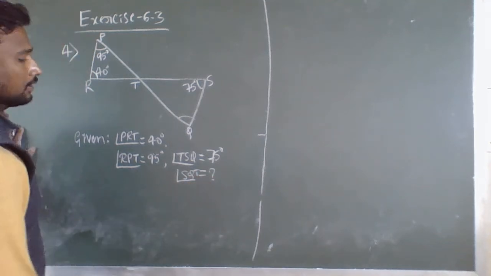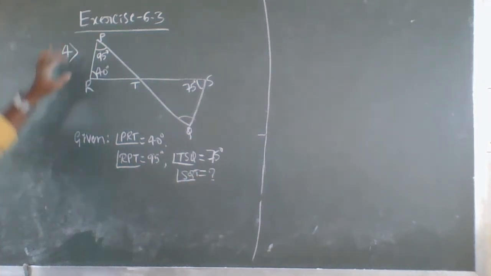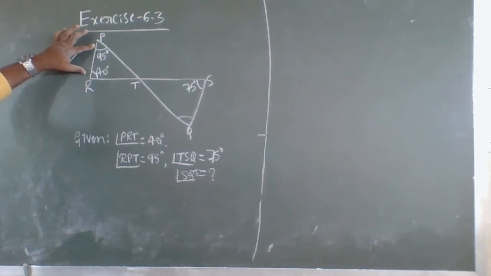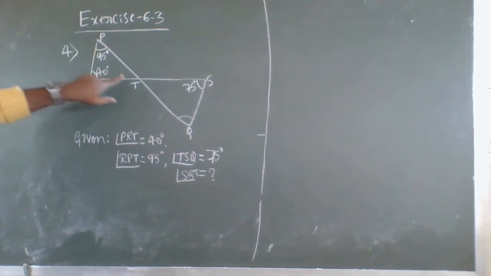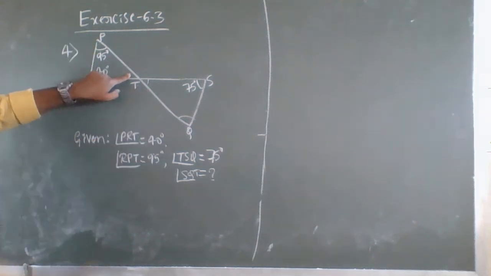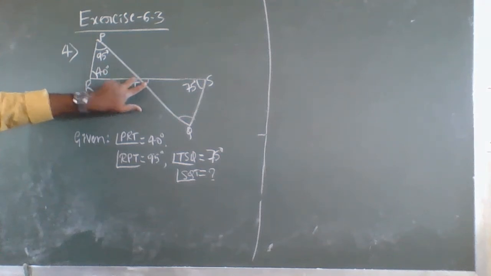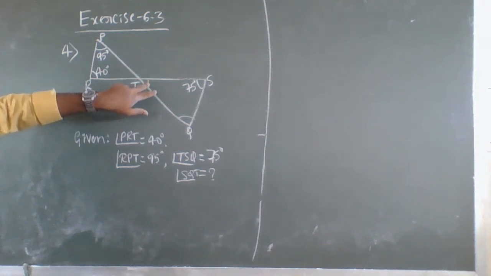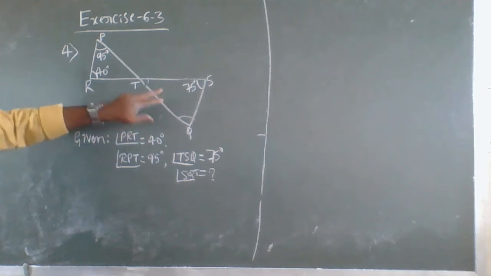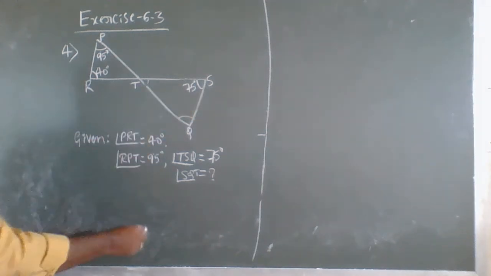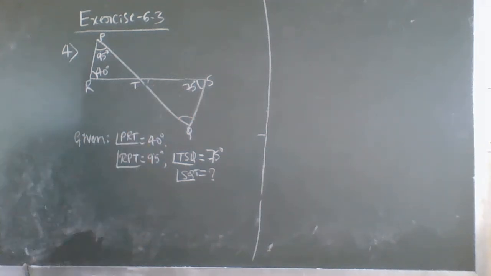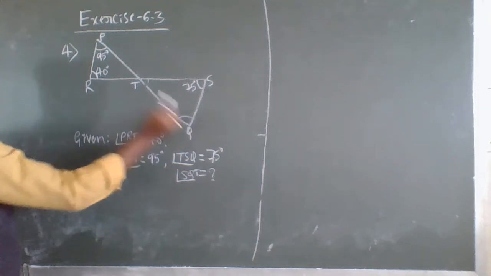To calculate this, here they have given two angles. By using these two angles and the angle sum property, we can calculate this angle. And this angle is equal to this angle because they are vertically opposite angles. And if I get this angle, in this triangle also we have two values, and by using these two values and the angle sum property, we can calculate this angle.